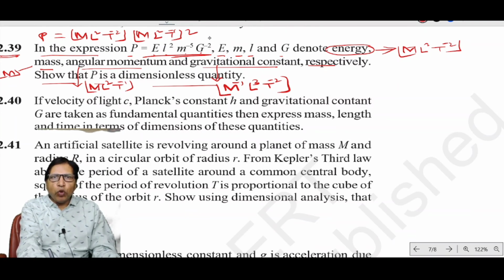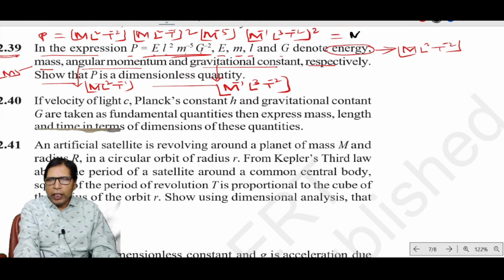Now look at this, m to the power minus 5. And finally, this is g to the power minus 2. So this is m to the power minus 1, l cube t minus 2 whole square. Now we can easily calculate the dimension of m.